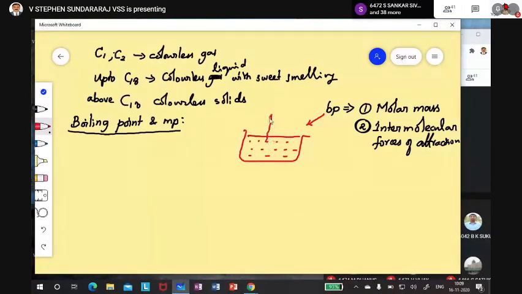Actually, boiling means they have to become vapor. This can be done by heating, by giving energy. The first primary factor is moving away from each other, that is decided by the mass. You know moving a table, a chair or a stool is different from moving a small piece of stone. So the primary boiling point will be decided by the molar mass.